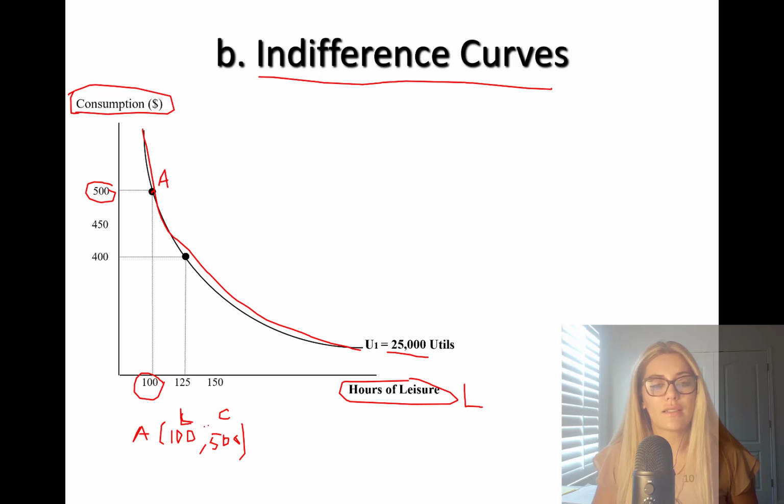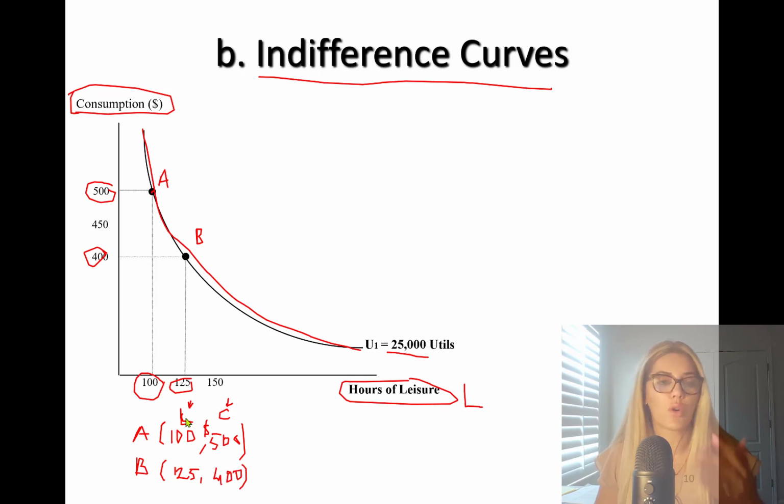This is leisure. This is measured in dollars. We put X coordinates first, Y coordinates second. Okay. If we look at another point, point B gives you exactly the same happiness level, folks. However, this combination is 400 units of dollars of consumption with 125 hours of leisure. You have more leisure. That means you're actually consuming less goods because you worked less.